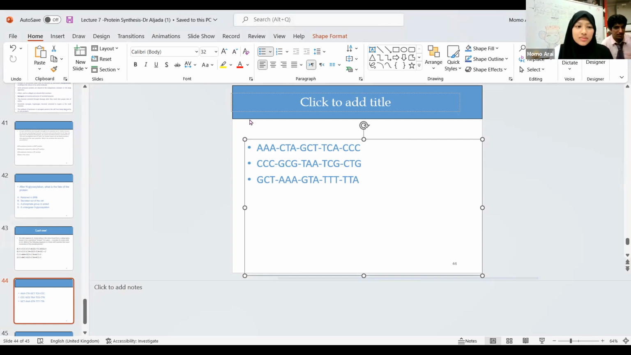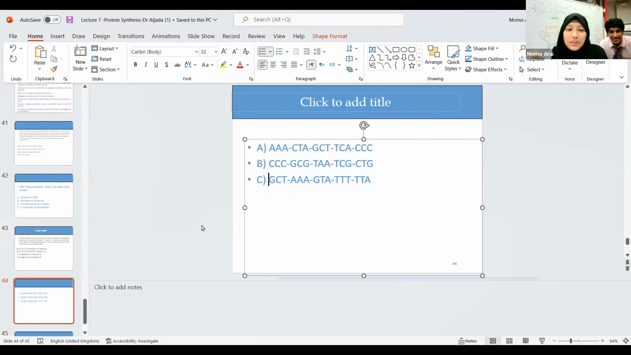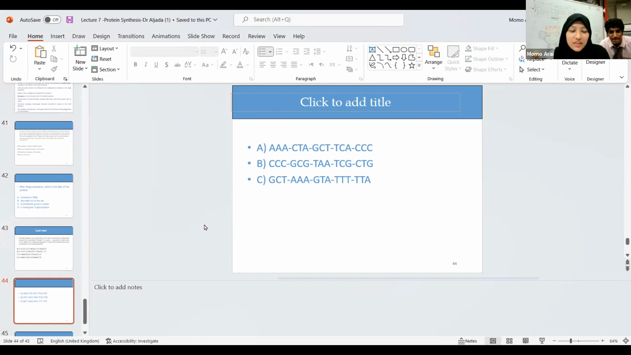Put A, B, C next to them so we know. Okay, everyone saying A. I told you there's more than one option, so it might be B or C as well, so you might want to go through. Everyone's saying A. Why isn't it 3? It is 3 as well.